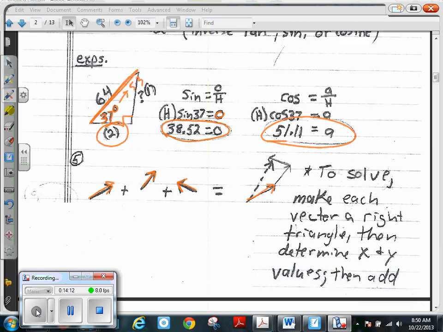If you had perfect graph paper and perfect graphing skills, you could make sure all these angles are perfect, and then you could draw this resultant in, but we don't do that. Someone might ask you to do that sometime, but it's not reliable, no matter how good you are. So what you need to do to solve is make each vector a right triangle, then determine the x and y values, and then add all those together.